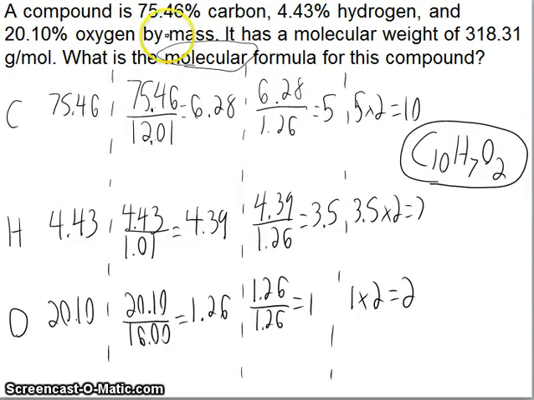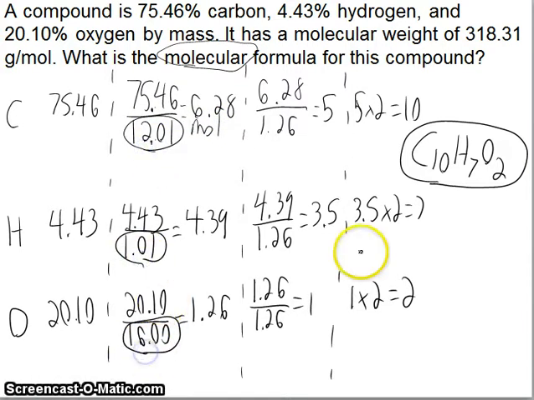If you change these percentages to masses, then to change your mass into moles, you can just divide by the molar mass of the element. So I'm getting this, this, and this from the periodic table. It's the masses of these different elements rounded. Finally, when you have your amount of moles, you can divide by small, and you get 5, 3.5, and 1.